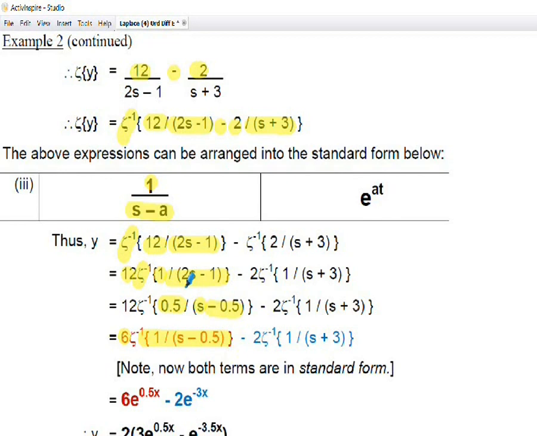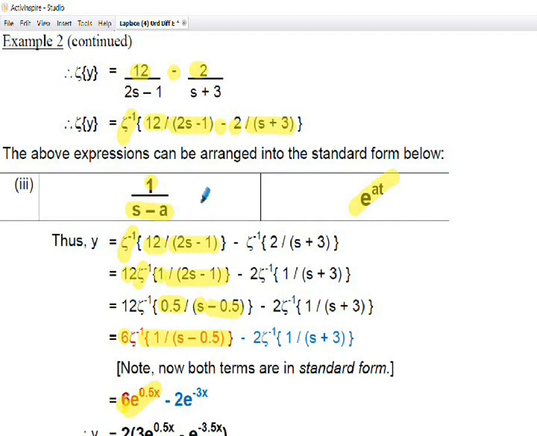But now I have my 1 upon s minus a, so looking at the inverse Laplace transform function, that goes to e to the a t in this case. My a will be 0.5, so I'll get 6 as the factor e to the 0.5, and this times x, because x is the variable I'm using.